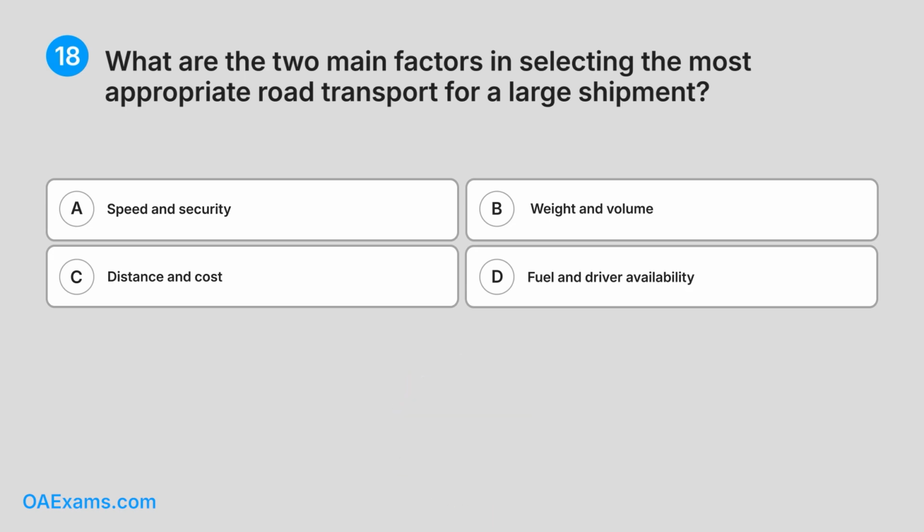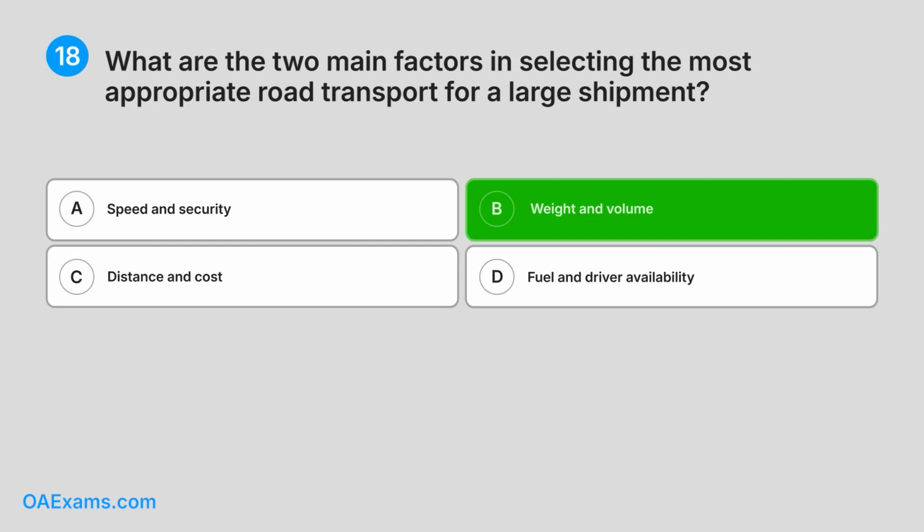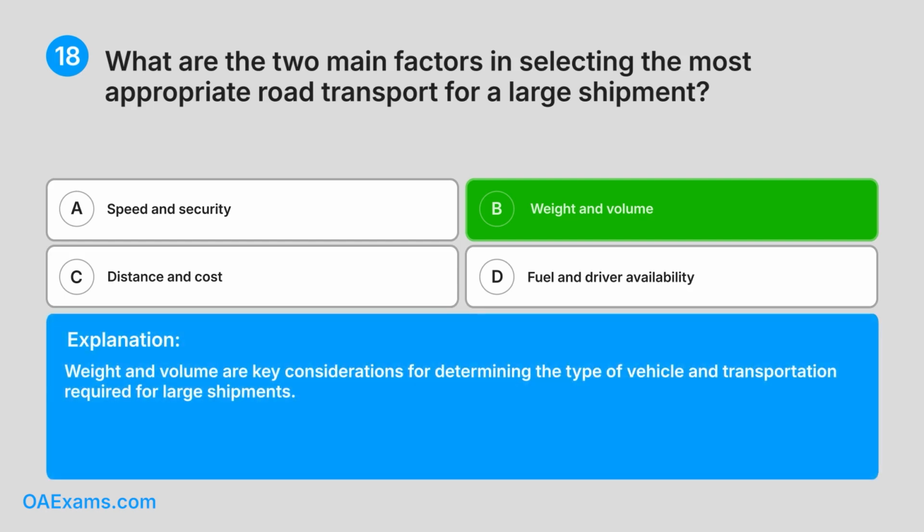Correct answer. B. Weight and volume. Explanation. Weight and volume are key considerations for determining the type of vehicle and transportation required for large shipments.